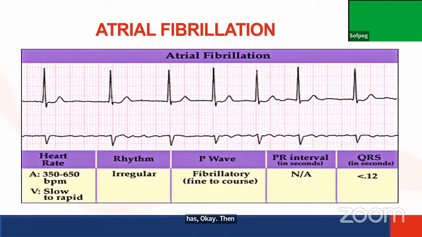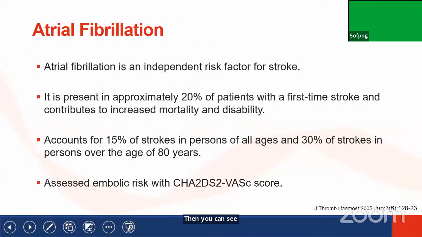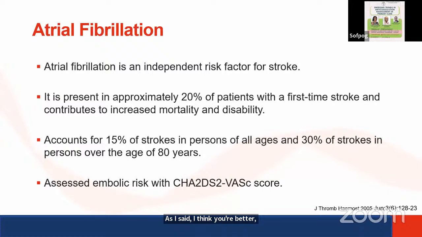Well, your lack of distinct P waves. So as you see on the slide there, you don't see clear P waves. And then you also realize that the QRS complex intervals are irregular. Then you can say your patient has atrial fibrillation. As I said, it's an independent risk factor for stroke. It is present in about 20% of patients with first-time stroke, and it contributes to increased morbidity and mortality.